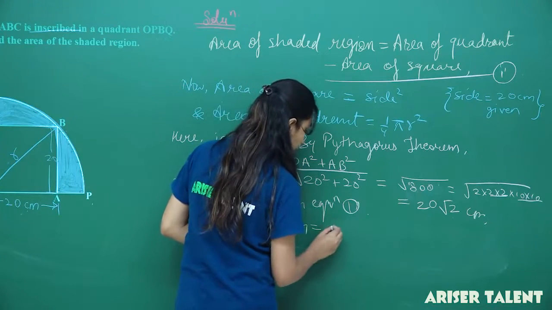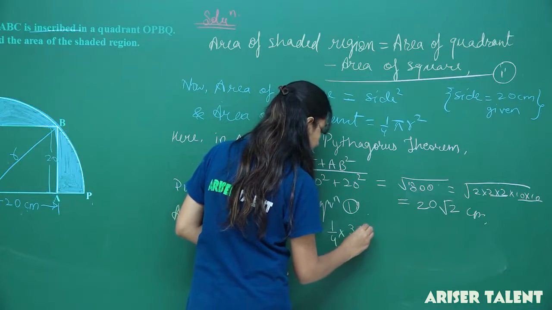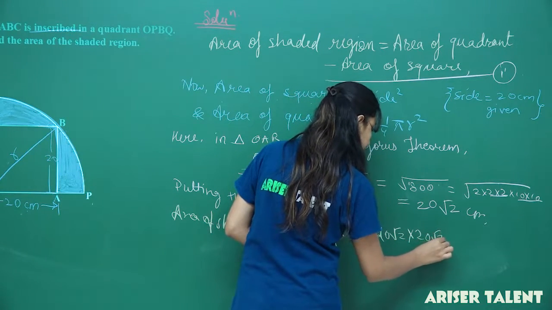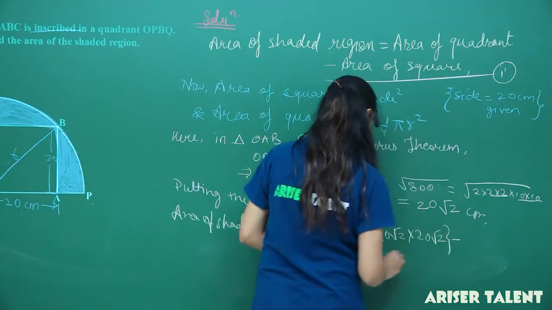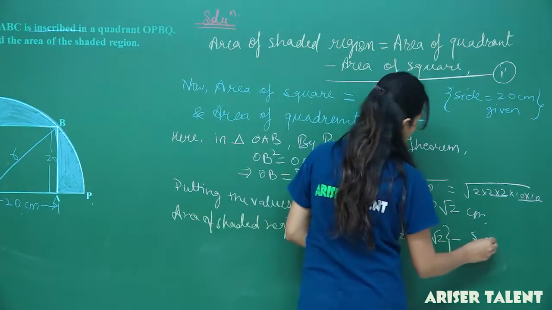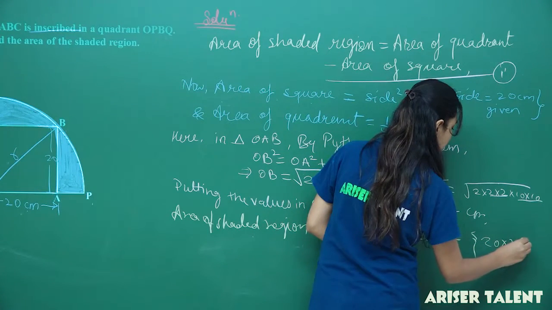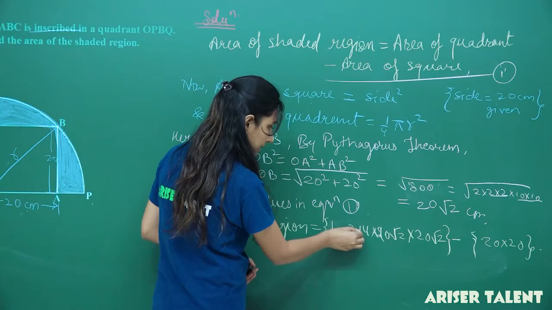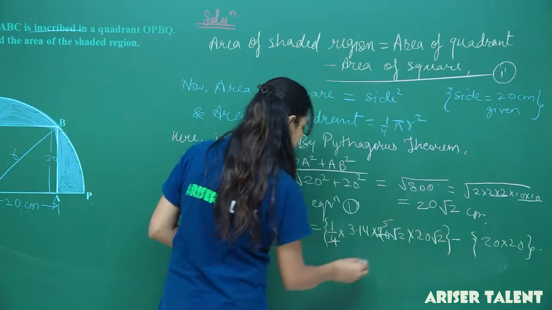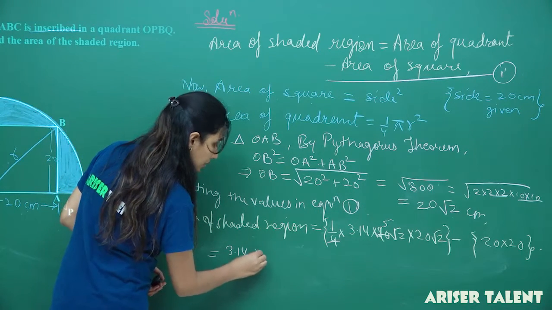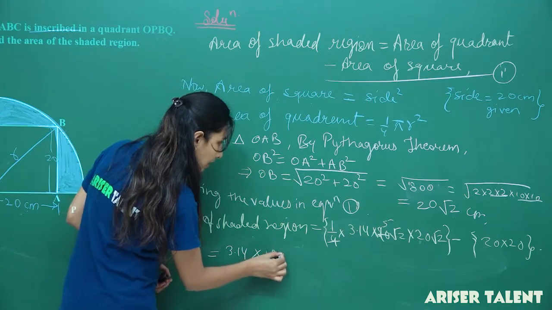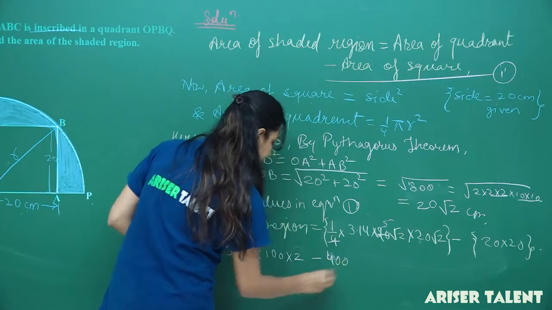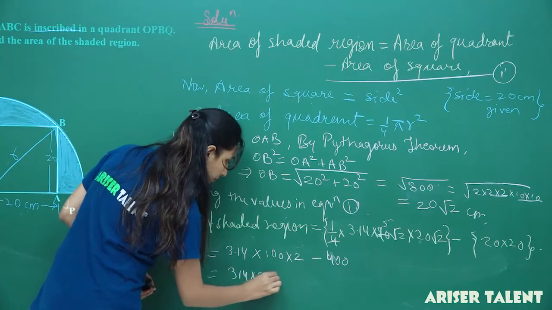So that will be area of quadrant, that will be 1 by 4 pi, 3.14 r square, which is 20 root 2 multiplied by 20 root 2. Okay, and then in minus I will be having this 20 multiplied by 20. Right. So here I will be having this 4 cut by this 5 times again, 3.14 multiply by this 5 and this, that will be 100 multiplied by 2. Okay, minus 2 is 4, 100, that will be 314 by 2 minus 400.